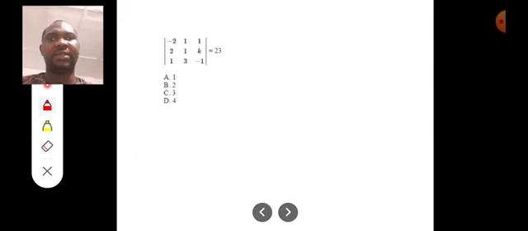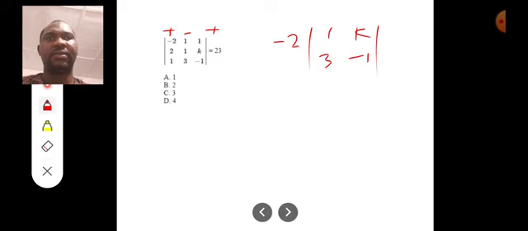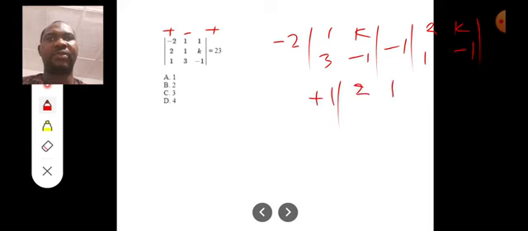Now look at this. The determinant of this matrix is equal to 23. We have to find k. So let's start with plus minus plus like we have. If I pick minus 2, if I eliminate the row and column of minus 2, I will get 1, k, 3, minus 1, right? Then I have minus 1 again. If I eliminate the row and column, I will have 2, k, 1, minus 1, okay? And finally plus 1. If I eliminate row and column, I will have 2, 1, 1, 3.